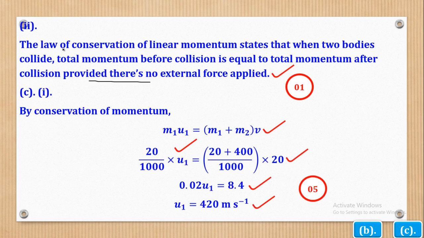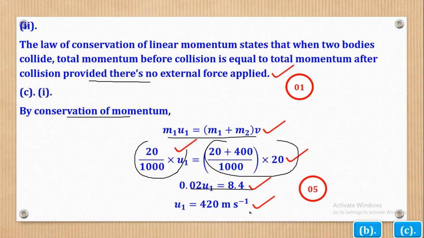So 1 mark for stating the law of conservation of linear momentum. Then here 1 mark for stating the formula for conservation of momentum, and this 1 mark for this part, initial total momentum, and this 1 mark for the final total momentum. Then M1 for this 1 mark for equating the two, and this mark for making U1 the subject.